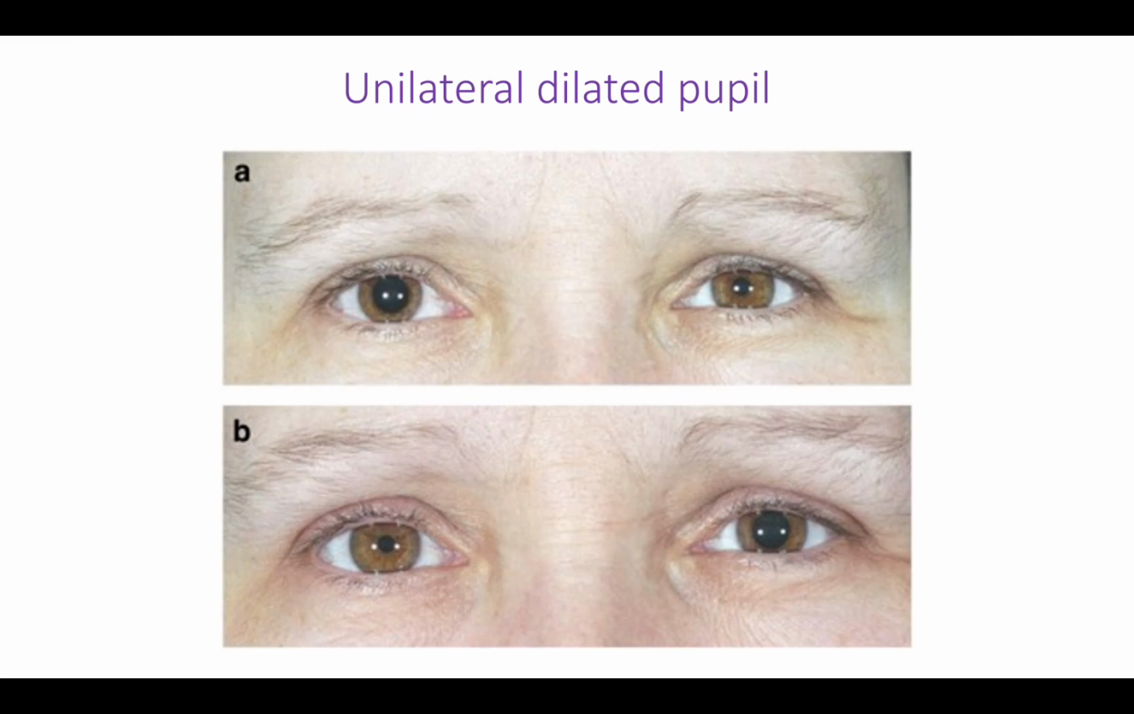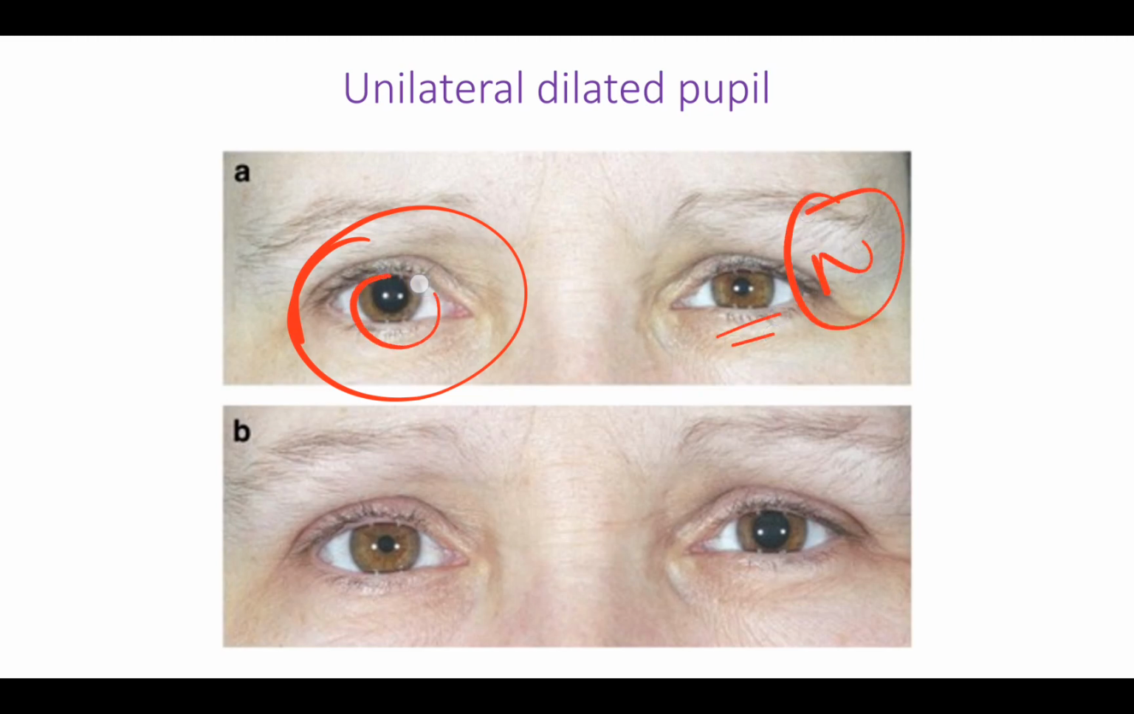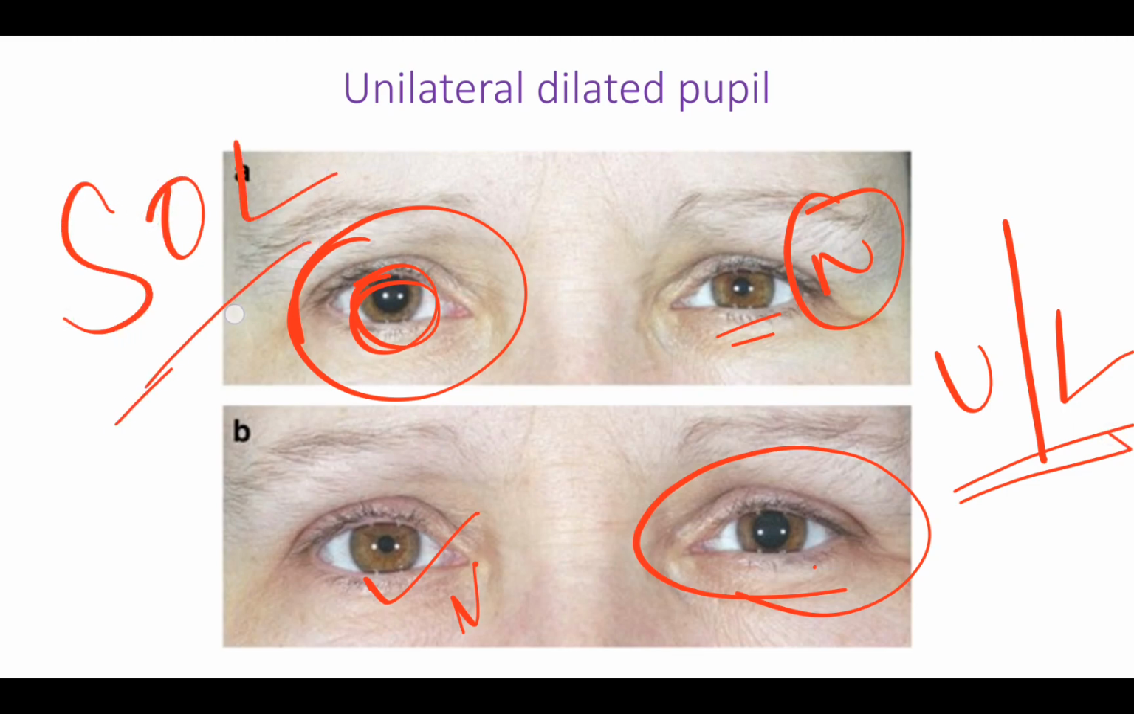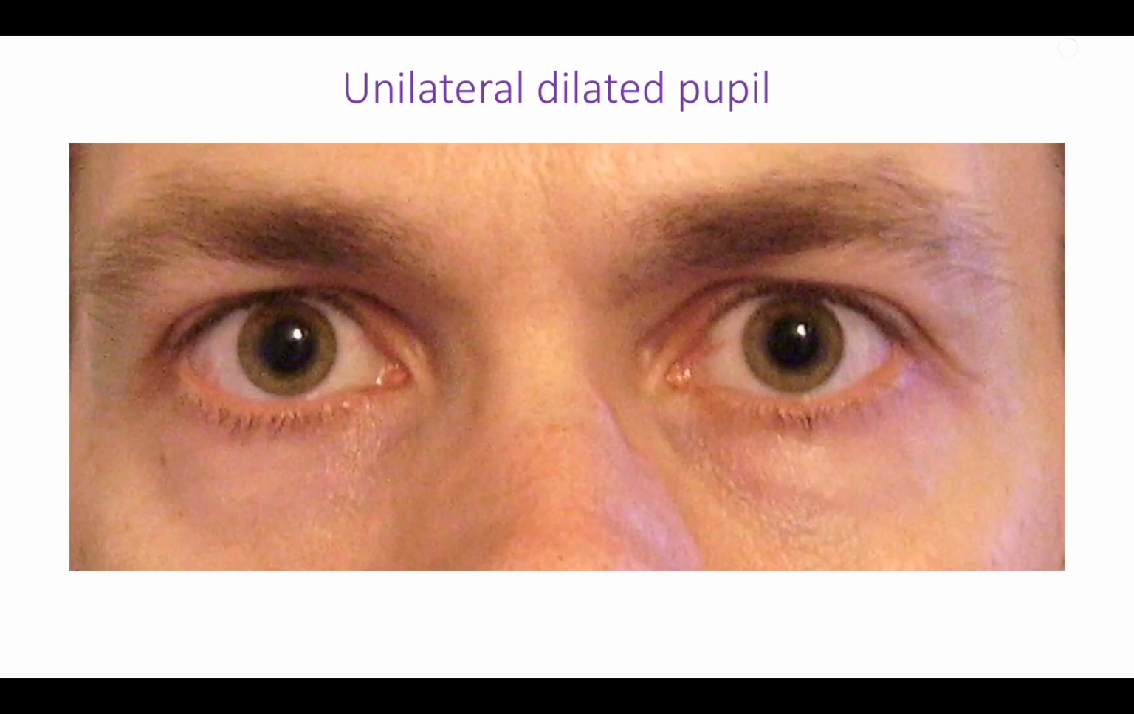So here we can see how this patient has a unilateral dilated pupil. So this is the normal size of the pupil, and here we can see that it is clearly dilated, and here it is the other way around. This is normal and this is dilated. This is unilateral dilatation, which is seen due to any space occupying lesion in the brain, which could be a tumor, hematoma, or abscess, or any kind of space occupying lesion. This is unilateral dilated pupil.